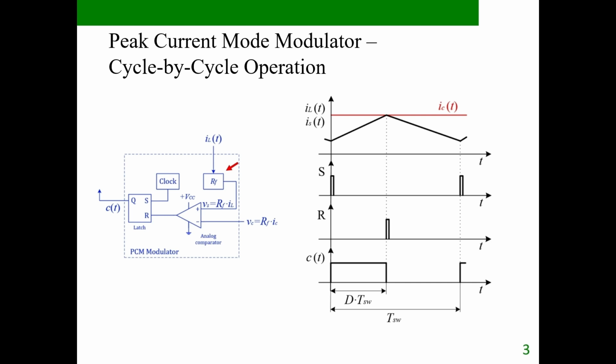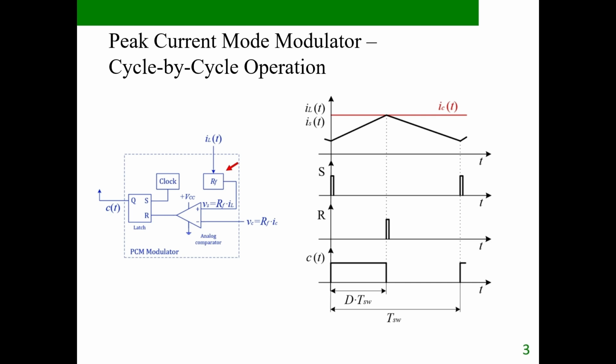For simplicity and to keep the time diagrams intuitive, we will assume RF is equal to 1. This means that the sensed current signal has the same shape and amplitude as the inductor current shown in the time diagram on the right. We also assume continuous conduction mode where the inductor current never reaches zero.